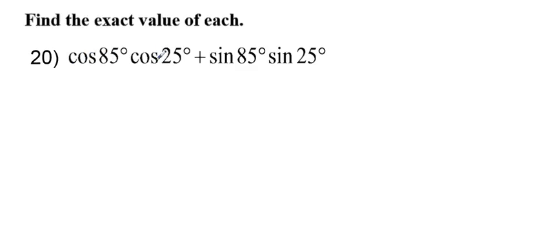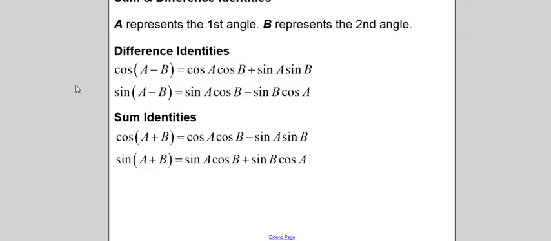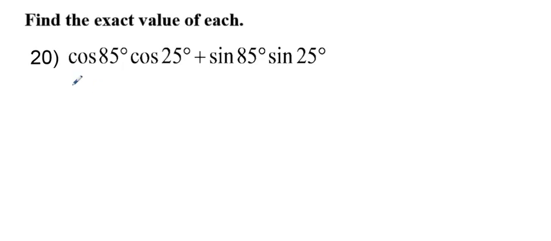Let's go to the next problem, number 20. Cosine of 85, cosine of 25, plus sine of 85, sine of 25. First thing, we have to determine if this is sine or cosine, so let's go back to our identities here. And remember that cosine starts with two cosines, as this problem does, so therefore this has to be a cosine identity. And I'm going to put parentheses and then put 85 and then put 25.